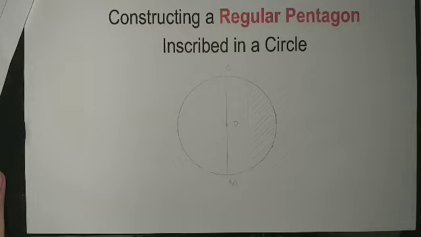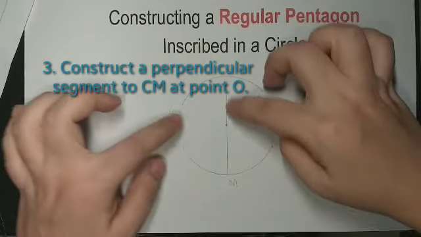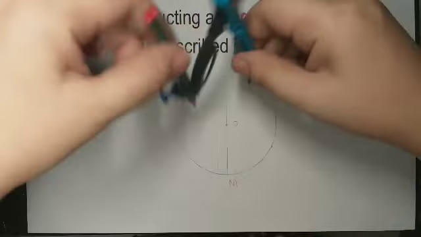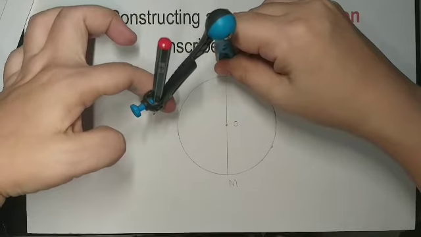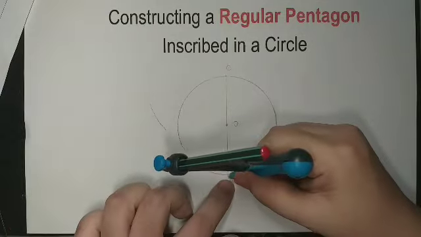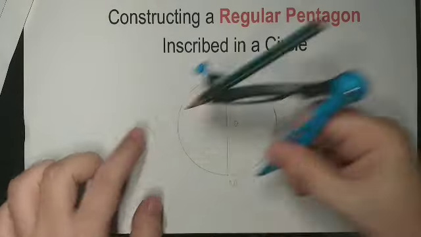Next step is we have to create a perpendicular segment to CM at point O. We need to use our compass to do it. We have to use point C as the center and make the compass wider. Let's draw an arc somewhere here, and then with point M as the center of our compass, draw another arc intersecting the first one.